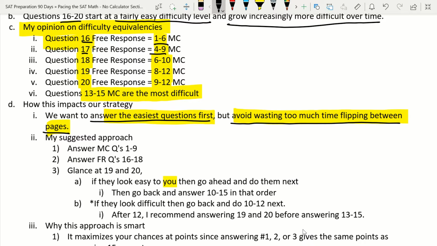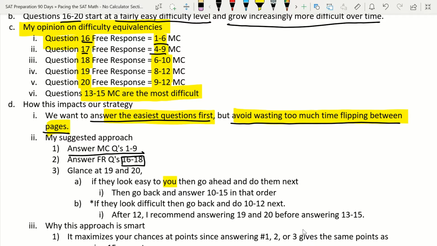Okay, so here's what I suggest. I suggest that we answer multiple choice questions 1 through 9 first. Those generally are going to be fairly easy. Now they will grow more difficult from 1 through 9, but overall, as far as the SAT Math No Calculator section goes, they are fairly easy problems. So my recommendation is we answer those first. The second thing we're going to do is, after we answer 1 through 9, flip the pages over to the free response section and answer 16 to 18.